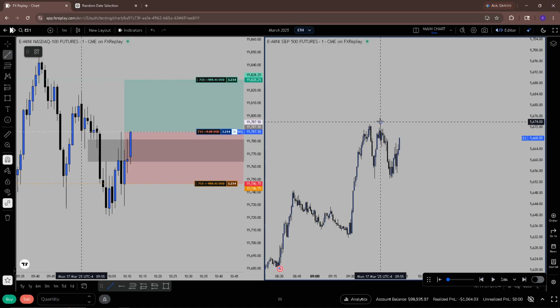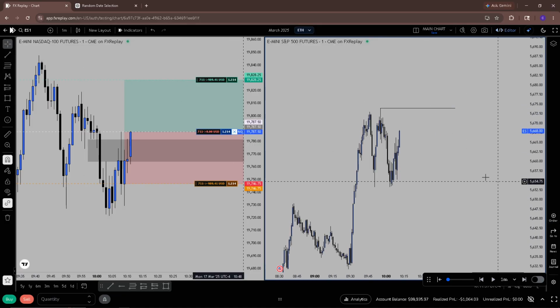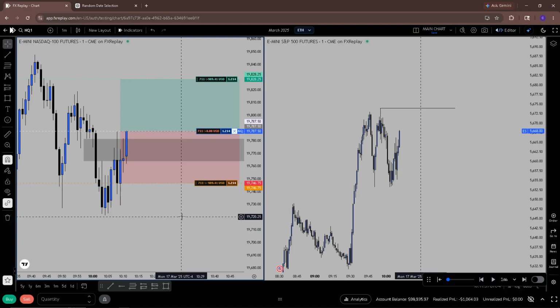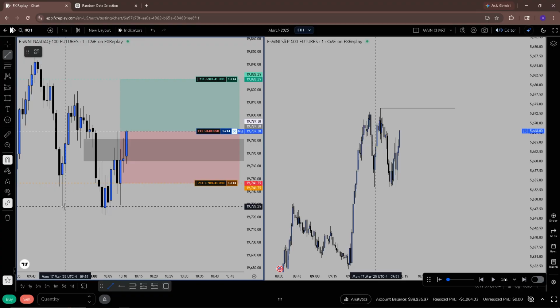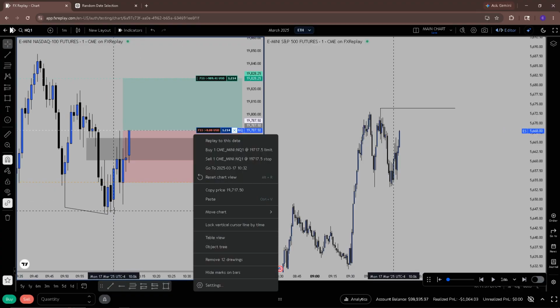If ES comes and sweeps out like this high, I'll definitely want to look for something. Definitely want to look to go break even. We also have RSMT at this low.